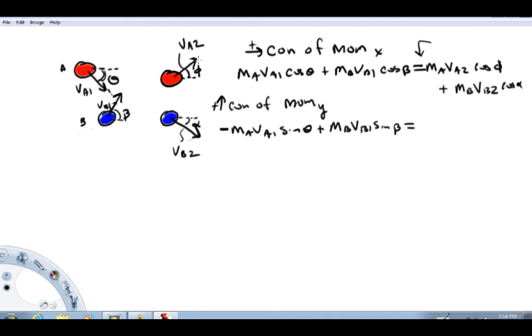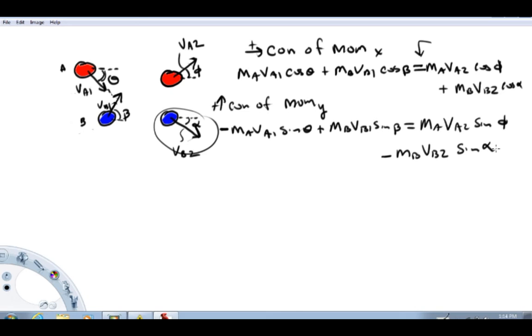equals this guy's momentum in the y direction, MAVA2 sine of what I called phi, plus this guy's y momentum. Again, I don't have room, so I'll put this down here. I'm going to note that it points down, not up, so minus MBVB2 sine alpha. So there are our two momentum equations we can write for this system.